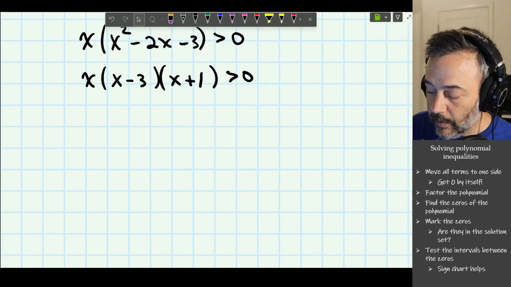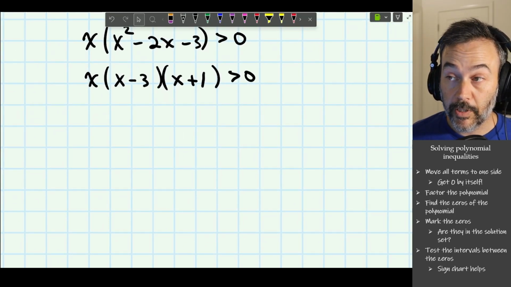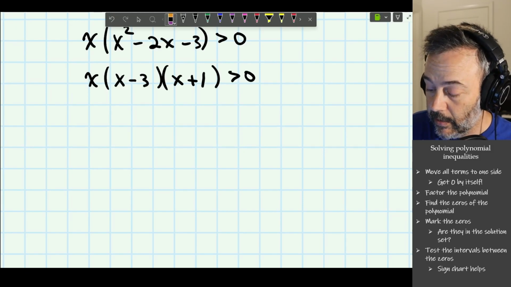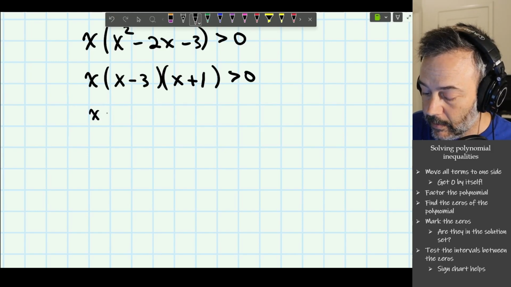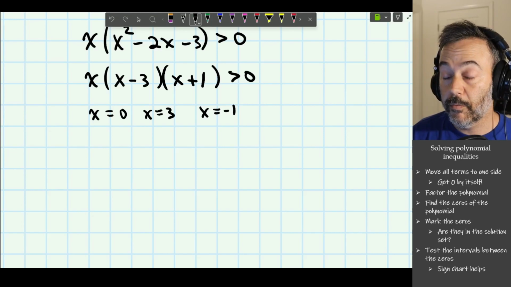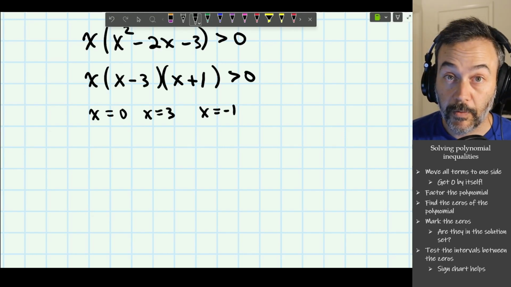Okay, so next we find the zeros of that polynomial expression. Now we are solving an inequality, but it's almost as if you're thinking for a moment that this is an equal sign. So we're finding the zeros of that. And the zeros will be x equals 0, x equals 3, and x equals -1 from each of the three factors. It's a cubic polynomial, and in this case it has 3 real zeros.